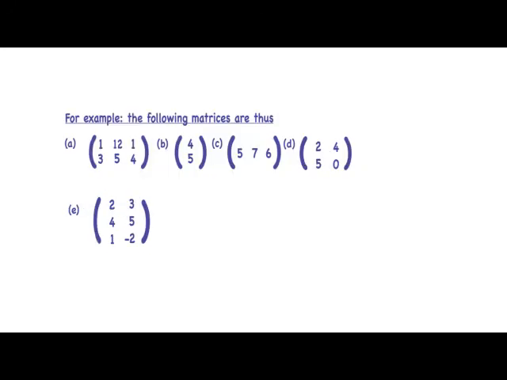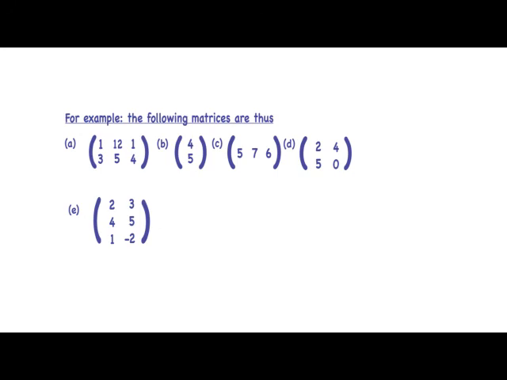For example, if you are given the following matrices, say A, 1, 12, 1, 3, 5, 4, which is arranged in rows and columns. And another example of a matrix again can be 4 and 5, which is also arranged in a column, or 5, 7, 6, which is also arranged in what? In row and column.